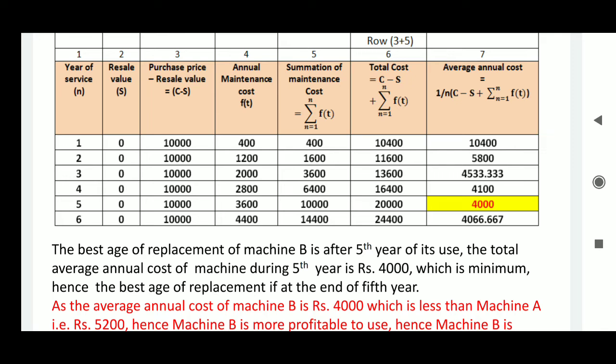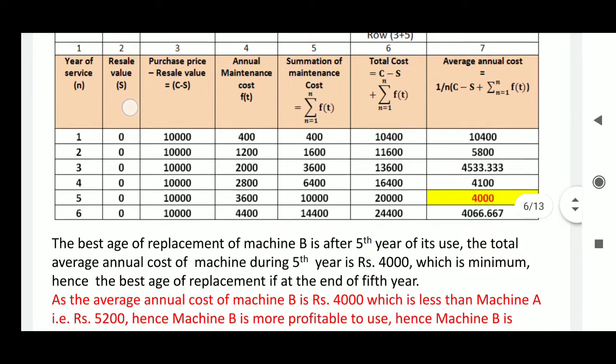That means the best age of replacement of machine B is after 5 years. We can use the machine up to 5 years, and at the end of 5 years we can replace the machine, and it is a profitable decision for us. Okay, so the best age of replacement is at the end of the fifth year, where the average annual cost is rupees 4,000.